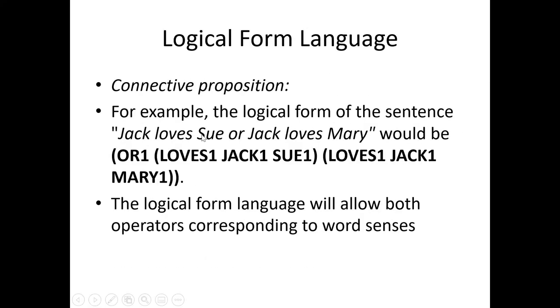So this is about how we are going to resolve the semantic ambiguity using word sense disambiguation with the use of logical form language. Another different set of options of logical form language we will be discussing in the next lecture.